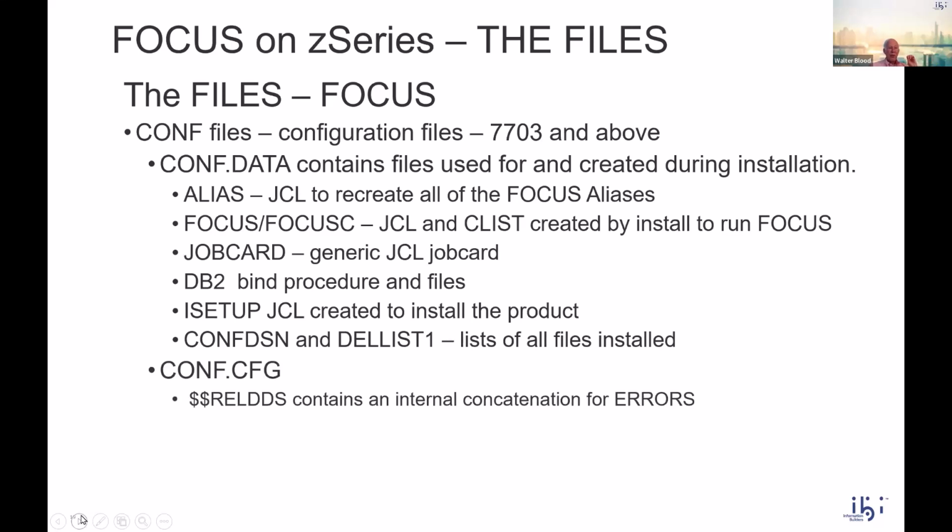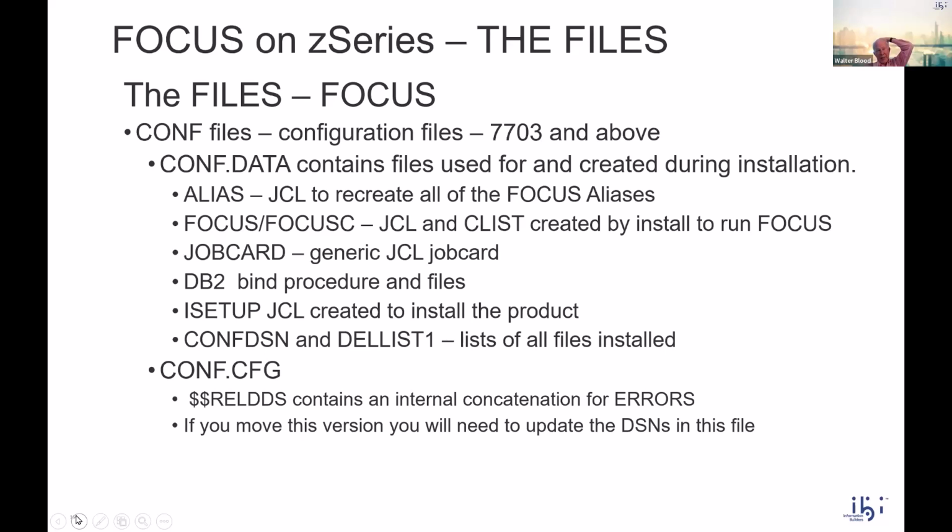Conf.cfg includes a number of things. One really important one is the $rel DDS. This contains an internal concatenation that we use for the errors file. And consequently, if you move stuff around, if you move from one system to another, you need to make sure that this $rel DDS is correct. You need to go in and edit it and make sure that it's pointing at the correct DSNs that are current to your system.